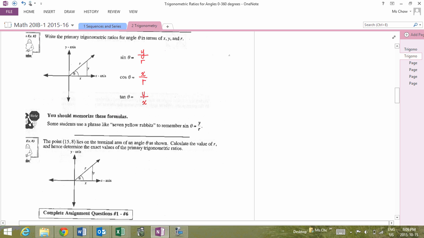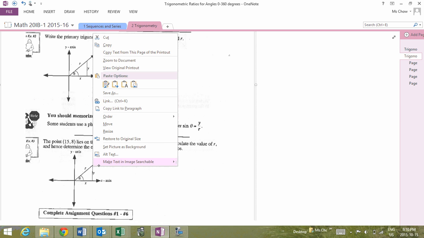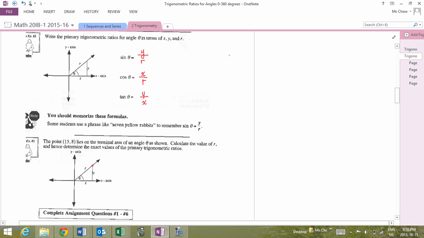So let's take a look at class example number 3. It says the point (15, 8) lies on the terminal arm of angle theta as shown. Calculate the value of r and hence determine the exact values of the primary trig ratios. So a few things. One, you can notice that this angle that they've created is pretty much a 45-degree angle. (15, 8) is implied to be right here.